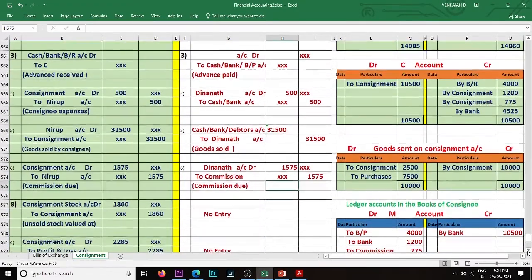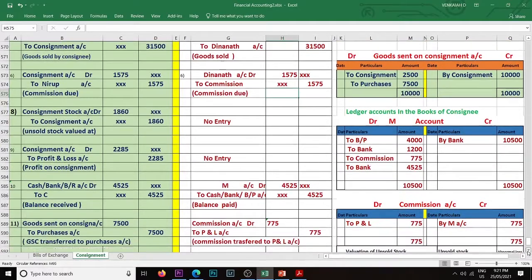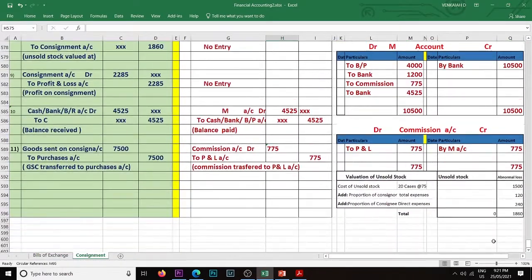We'll calculate the value of 10 tape recorders. Unsold, I had two columns. Okay, one is abnormal loss, another one is unsold stock. In unsold stock there are 0 radios, all are sold. Abnormal loss is for how many radios? 10 radios. So cost of 10 radios at the rate of 300 is 3,000.